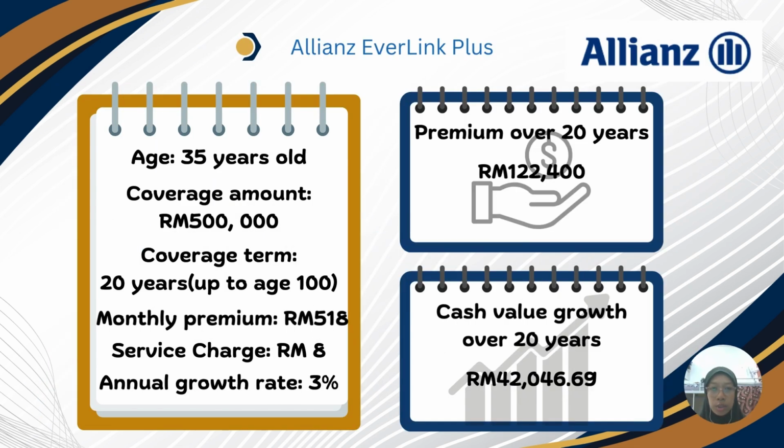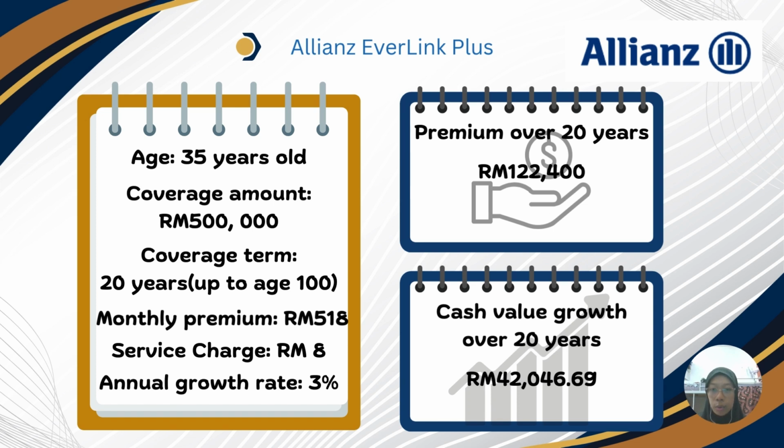Moving on to question 2, we have used data from the Alliance Everly Plus policy to bring practical insight into the discussion for the whole life insurance. Based on the question given, the insured is 35 years old and the coverage amount is 500,000 ringgit Malaysia. The monthly premium for this policy is 580 ringgit, and noted that 8 ringgit Malaysian will be charged monthly for this plan. Hence, the annual premium will be 6,120 ringgit Malaysian, equal to 510 ringgit monthly.